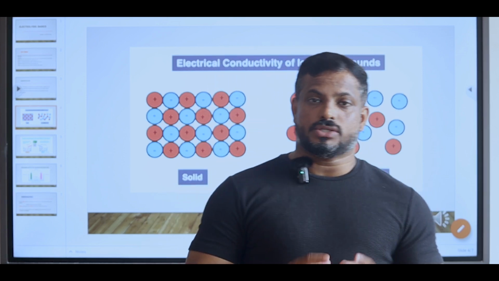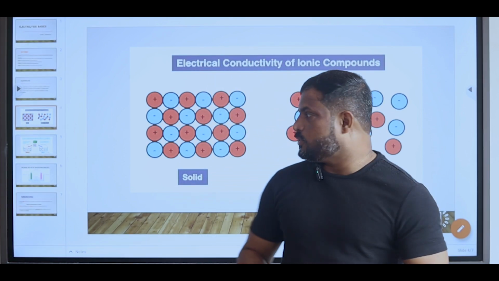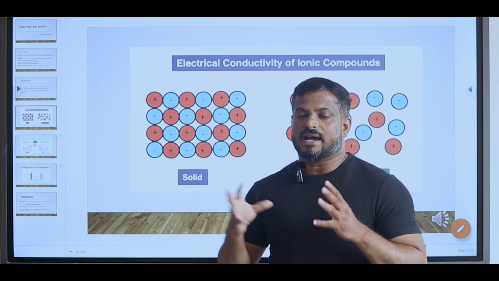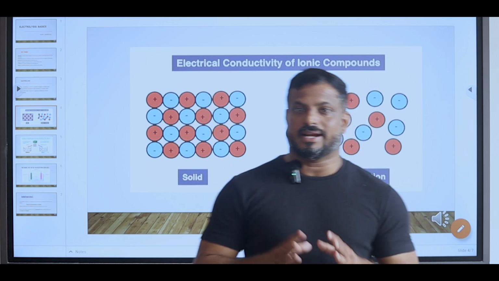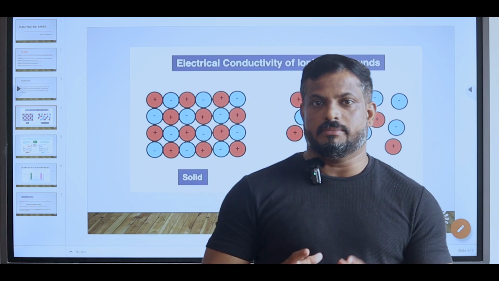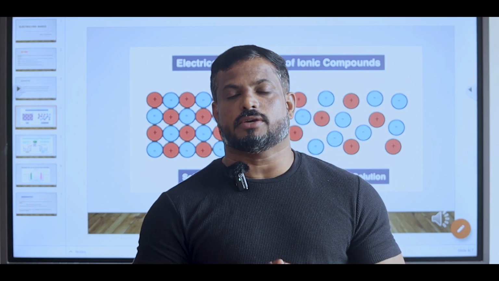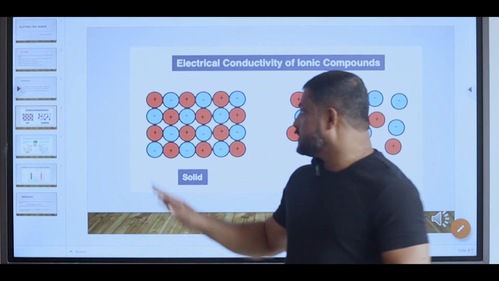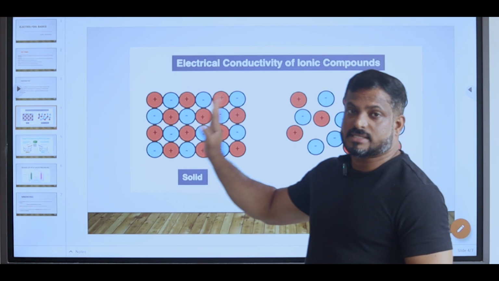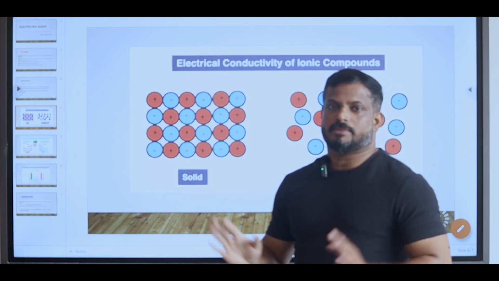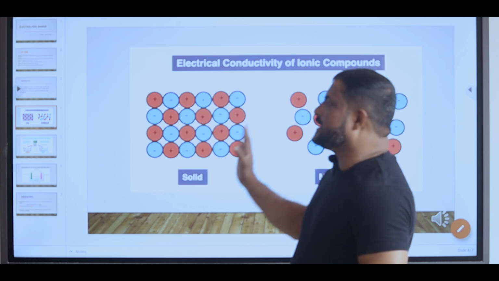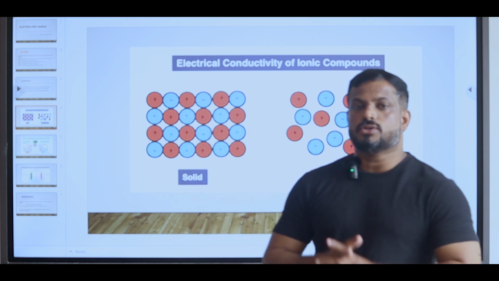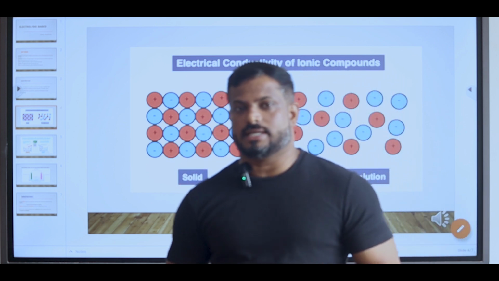Because when it is in solid state, the positive and negative ions are arranged in a crystal lattice, a regular manner. There is a firm arrangement you can notice. Because of that strong arrangement, there are no free ions present. The regular arrangement of ions in a solid is called a lattice. So, there are no free ions, so they do not conduct electricity.